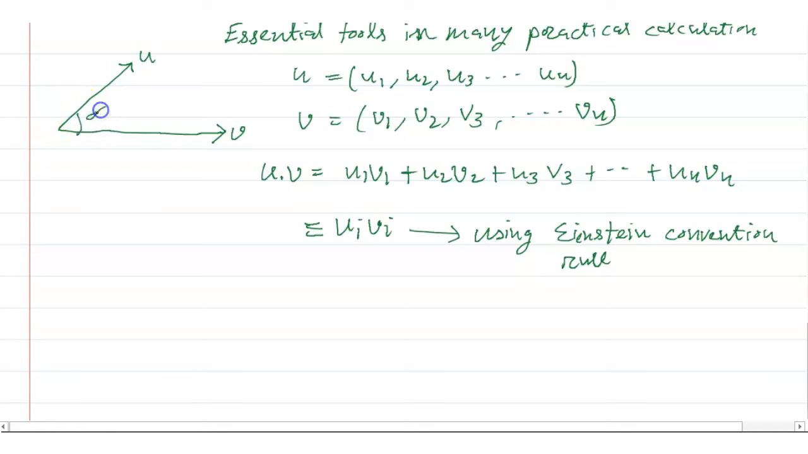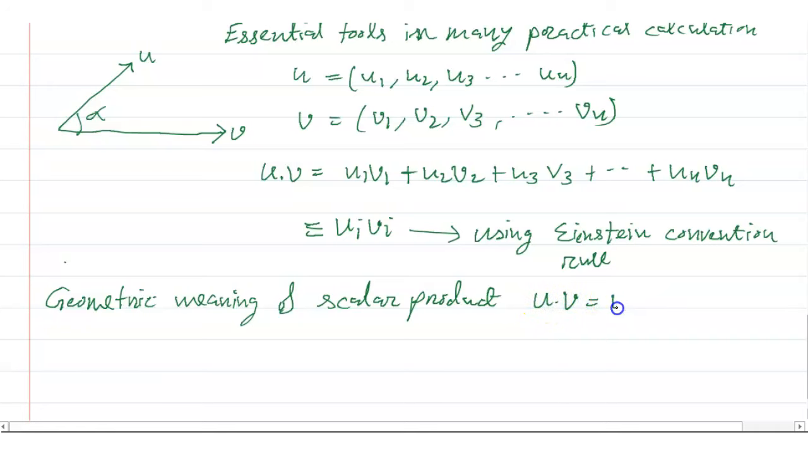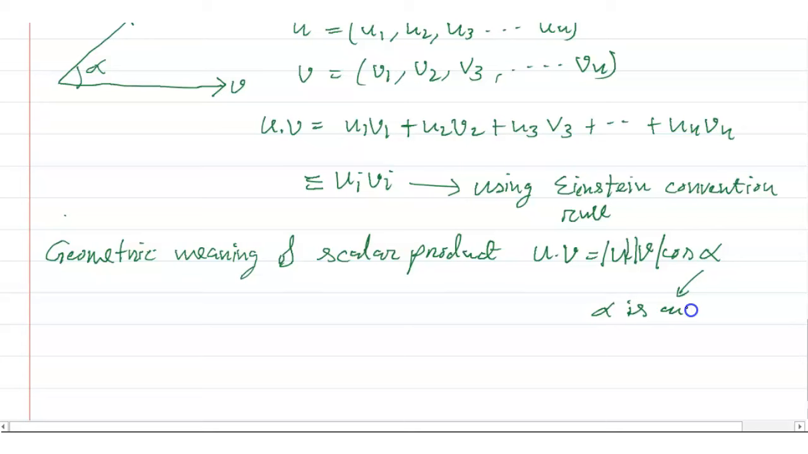and this angle is alpha, and geometric meaning of scalar product: u dot v equals to uv cos alpha, mod of u into mod of v cos alpha, where alpha is an angle between two vectors.